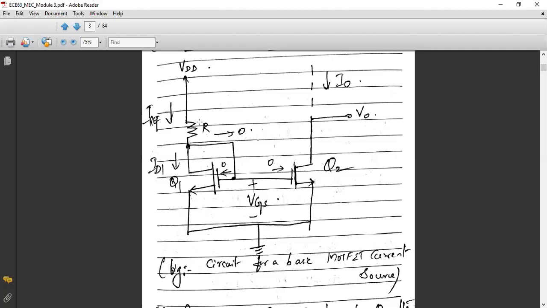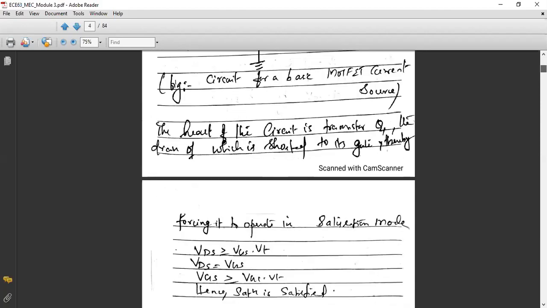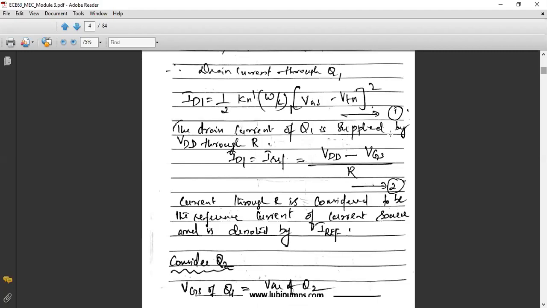So what is the potential difference across the resistance R? It is VDD minus VDS. And in fact, this VDS is the same as VGS. So you can write the potential difference as VDD minus VGS, divided by the resistance R. According to Ohm's law, current is potential difference divided by resistance. So this is the equation of the reference current.